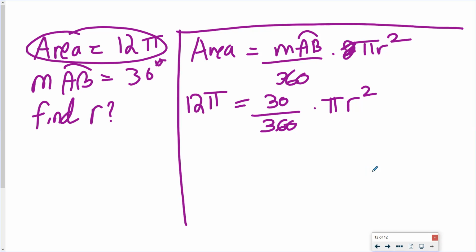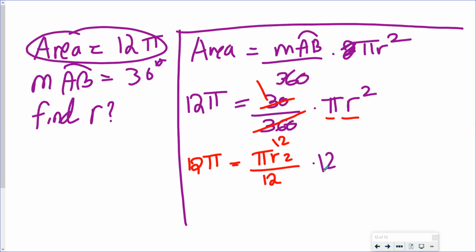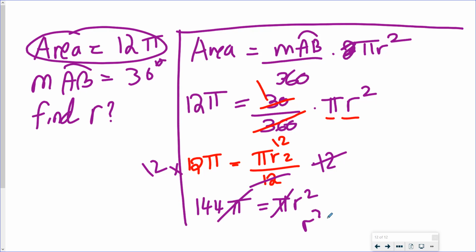Yes. Okay. Now we need to find radius r. Let's simplify it. 30 over 360 is 1 over 12. So 12π is 1 times π times r squared, which is πr squared over 12. Then we multiply by 12 on both terms to cancel this 12. So 144π is πr squared. Then π cancels π. So r squared is 144. So the radius of the sector will be the square root of 144, which is 12 inches, as an example. Is it clear now? Yeah. Thank you, teacher. Okay.